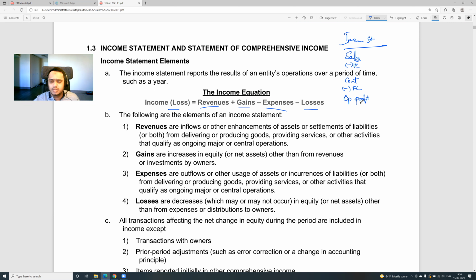And then once that's done, after you reduce the fixed cost, then minus your interest. Operating profit, you also call it EBIT, earnings before interest and tax. Then you remove interest, then it will be earnings before tax, EBT. And then again after that you minus tax, then you get earnings after tax, or you can also call it your net profit.